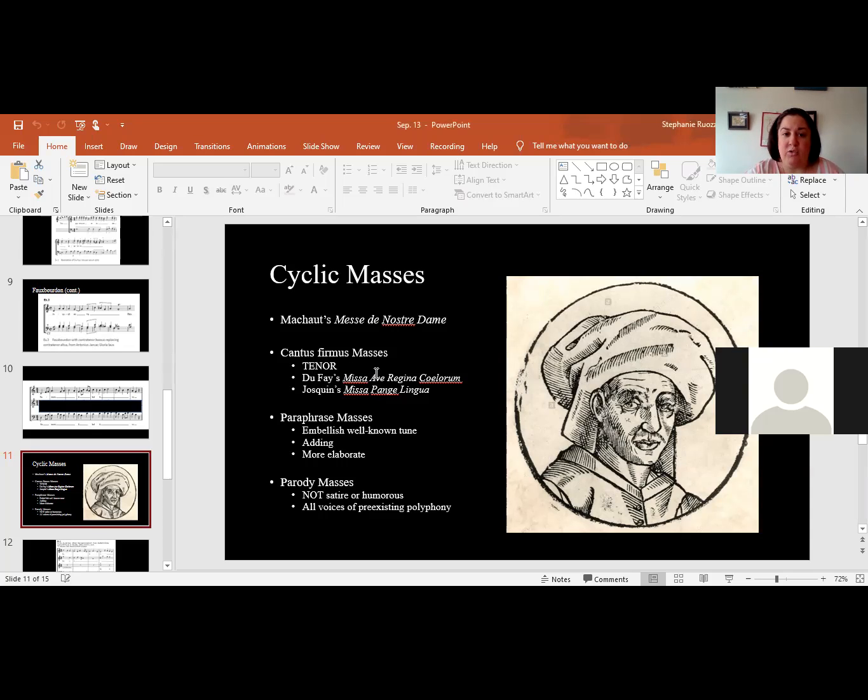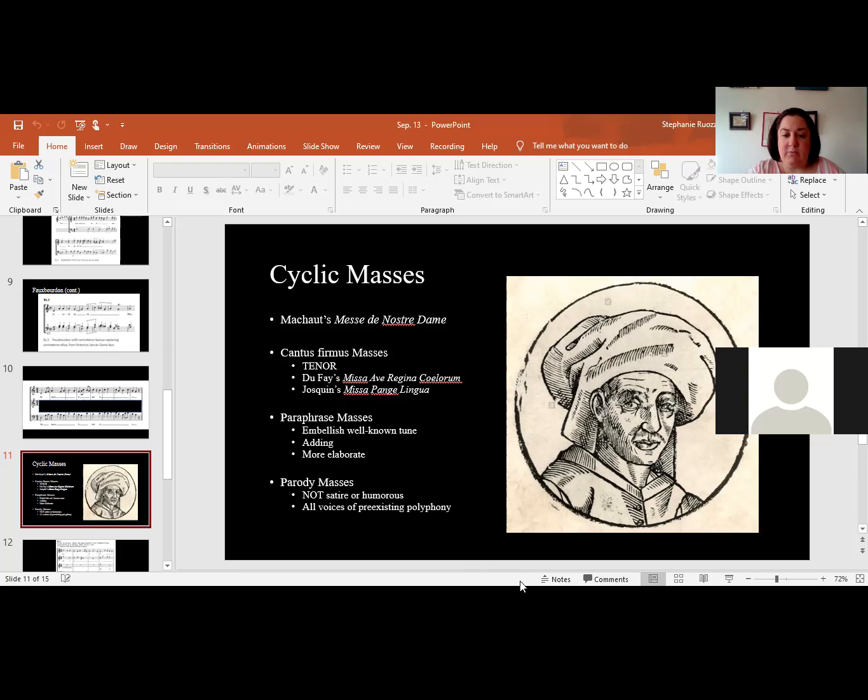Oh, by the way, here are two prime examples of Cantus Firmus masses. So Dufay and Josquin both have masses based on this antiphon and this hymn. Okay, so there's our mass on this Cantus Firmus, mass on this Cantus Firmus.